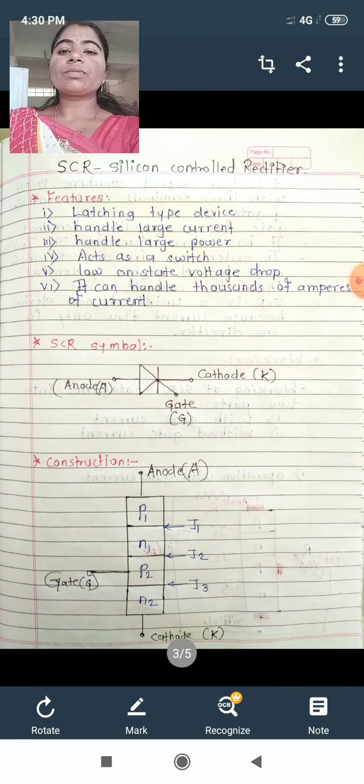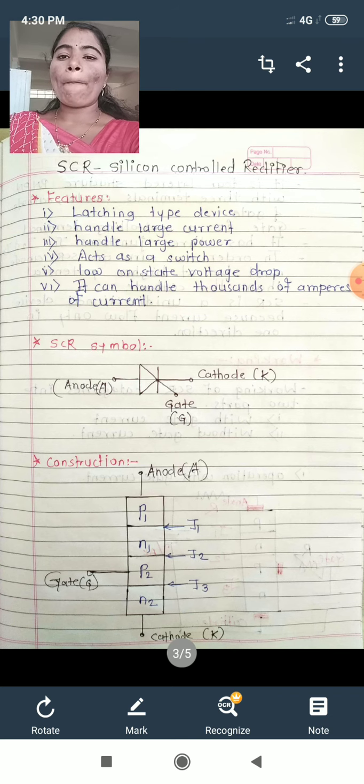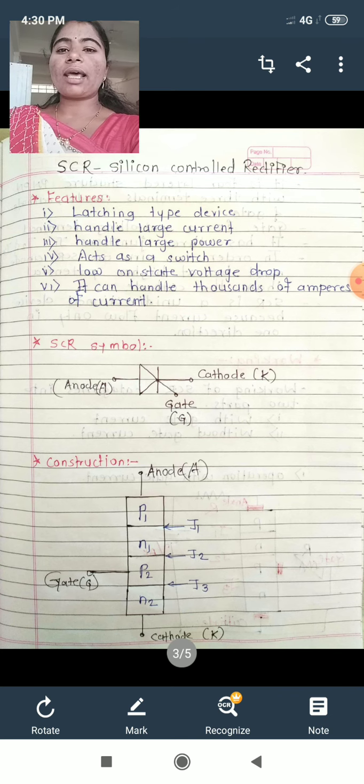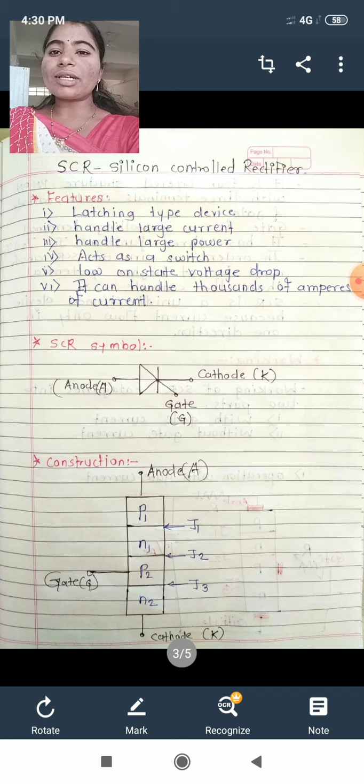Now one by one, we have to learn all types of devices. Out of that, first is SCR. See, the long form is silicon controlled rectifier. Before studying this SCR, see its features. First feature is that it is a latching type device.